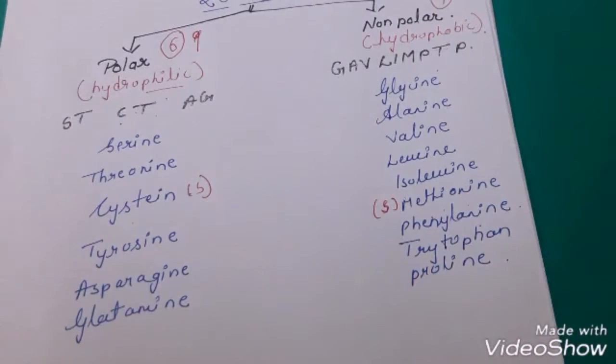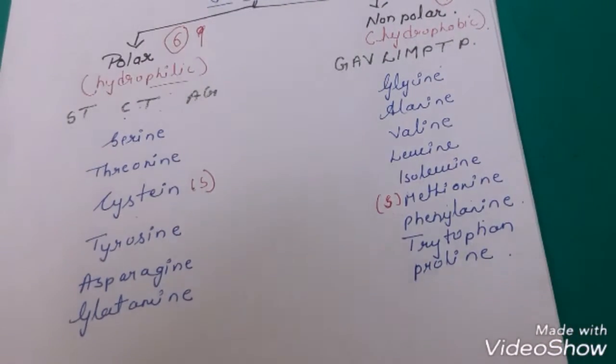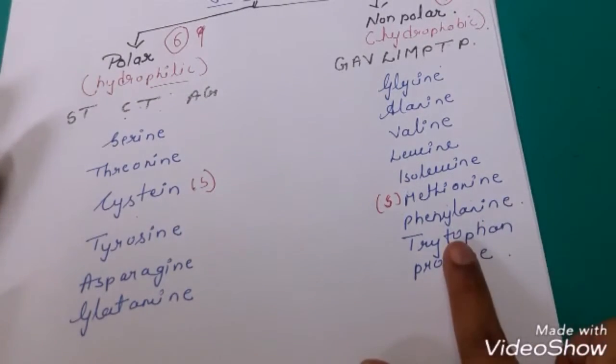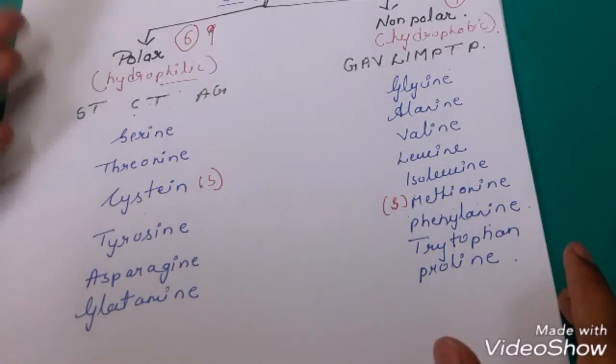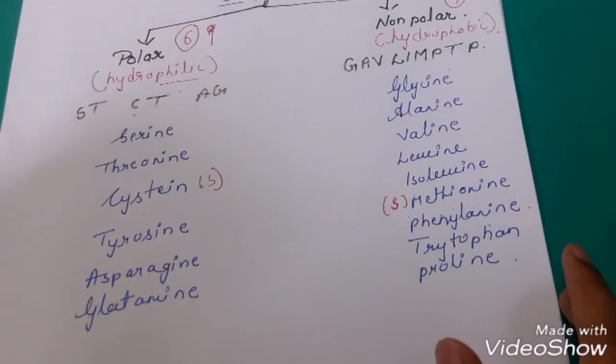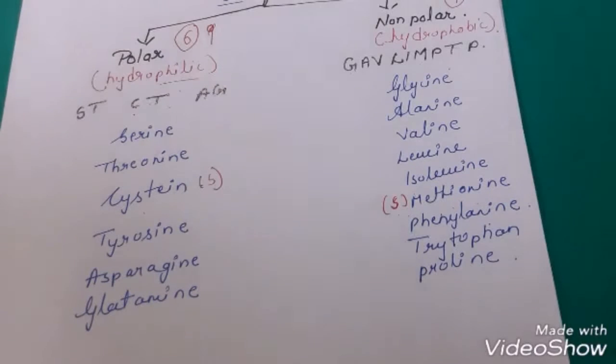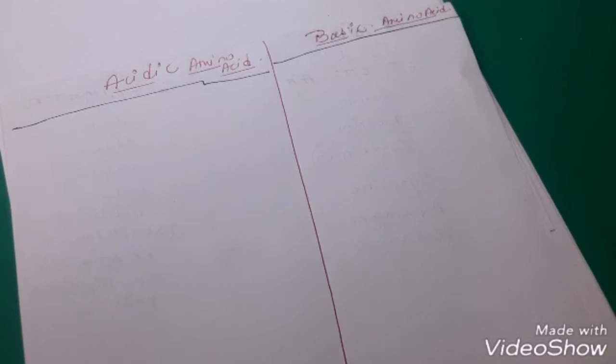So basically, this is the differentiation of the amino acids into polar and non-polar. I don't know if this mnemonic will be helpful to you or not, but it has been helpful for me. For polar it is STCTAG, you can remember it, and for non-polar it is GAV LIMP TP. I have remembered it in this way. We have seen polar and non-polar amino acids: non-polar are 9, polar are 6.